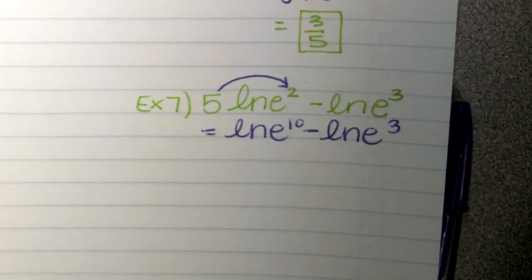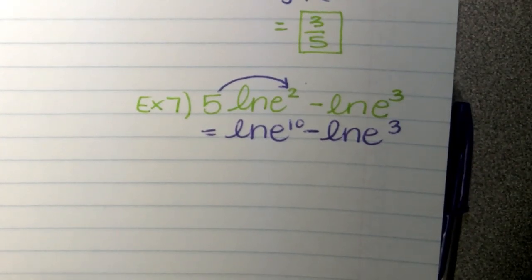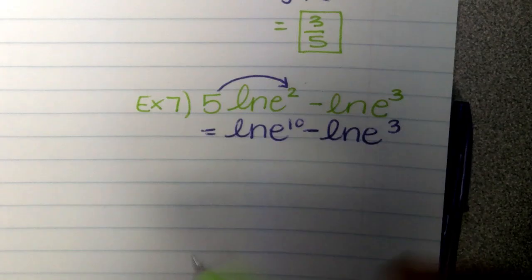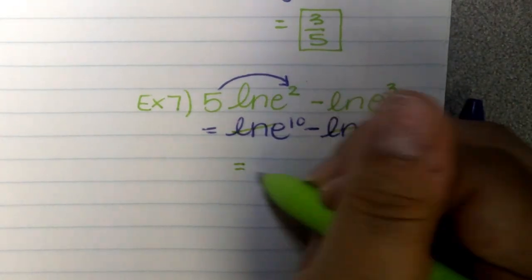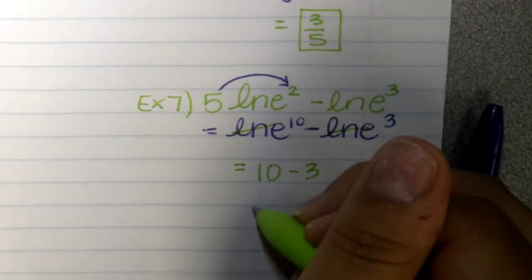Is it like this? What now? Wait, but divide by like... What now? Don't make your life complicated. It's already complicated enough. e to the 10. Don't make your life complicated. Bam, bam. What is 10 minus 3?